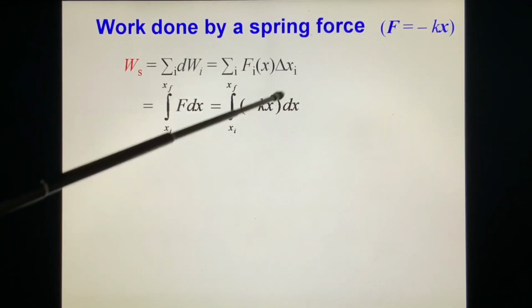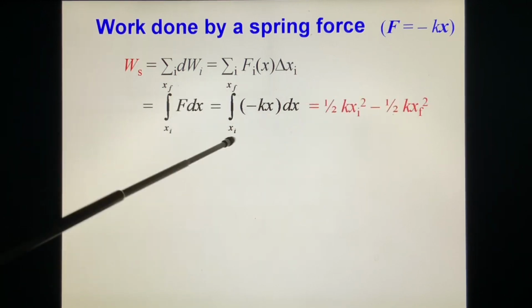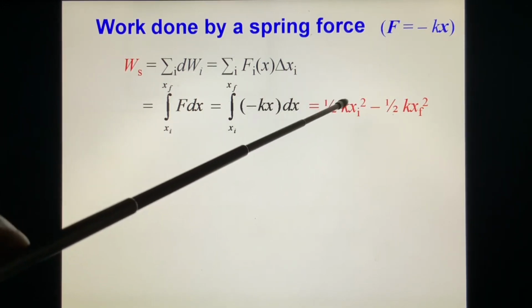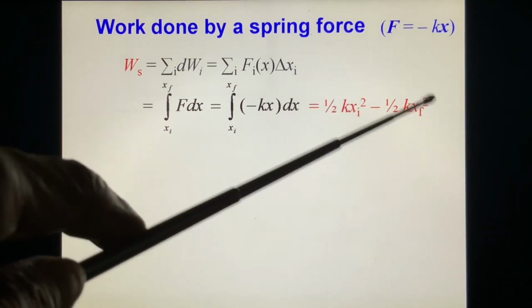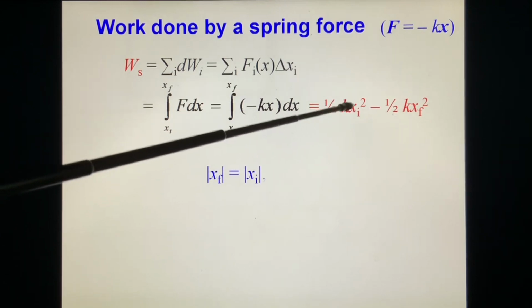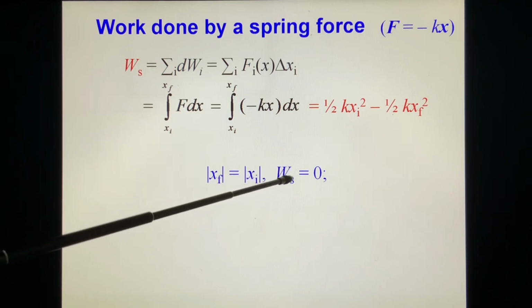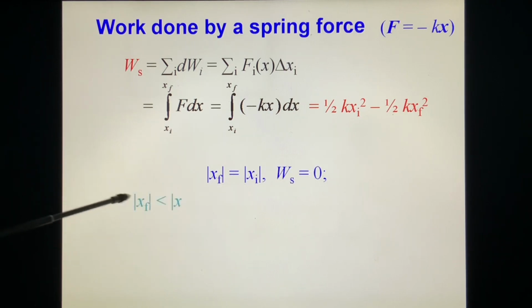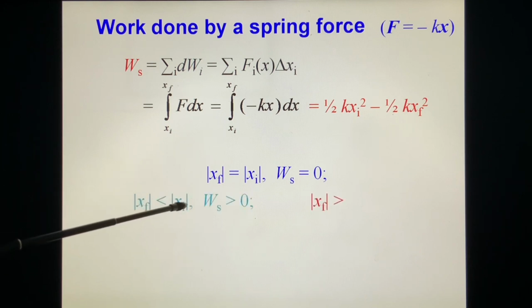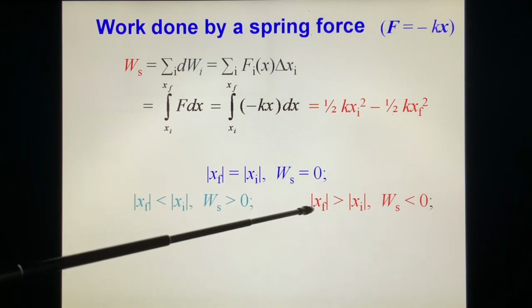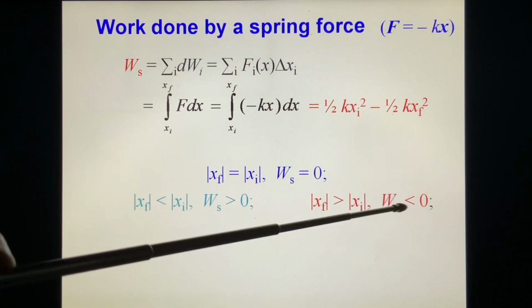We put this inside, and this is a very simple integration. We get half k xi squared minus half k x final squared. Look at this one, it's all squared. If x final equals xi, for example, you push it to xi, you pull it to x final, even though the length of the spring is different, the work done by the spring is 0. If the final length from the free end is smaller than the initial length, the work done by the spring is positive, and vice versa. If x final is larger than x initial, the work done by the spring is negative.